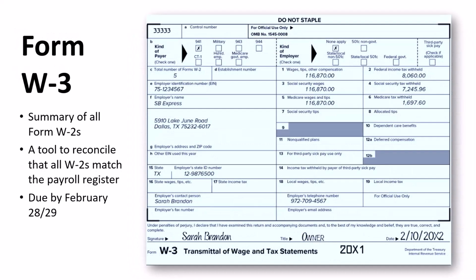An important tool for both the employer and the government agencies to easily reconcile all payroll data is the Form W-3. Form W-3 is basically a summary of all Form W-2s and reports totals for wages and taxes withheld for all employees. Again, it's basically a double check that the total of all Form W-2s ties back to the payroll register. Form W-3 is due by the last day of February following the end of the calendar year and is submitted with Forms W-2 to the Social Security Administration.